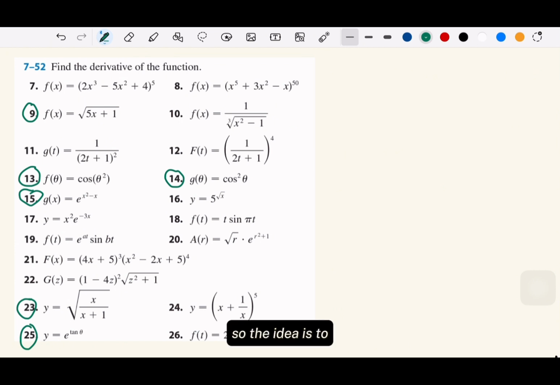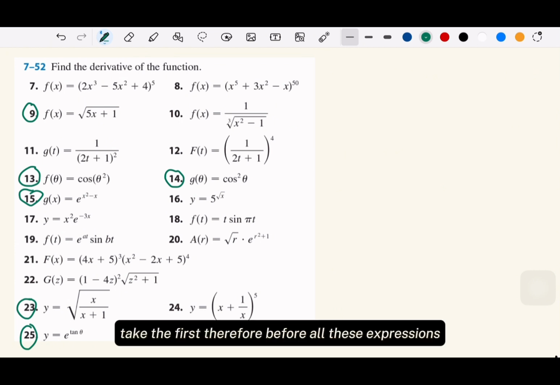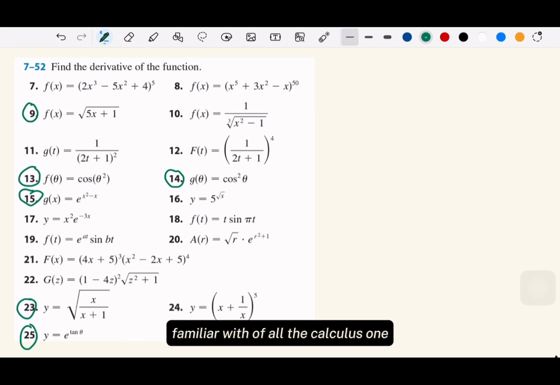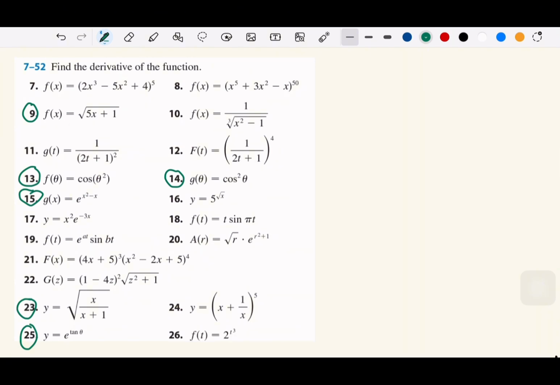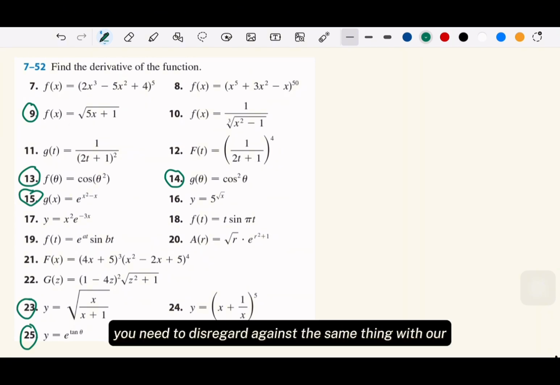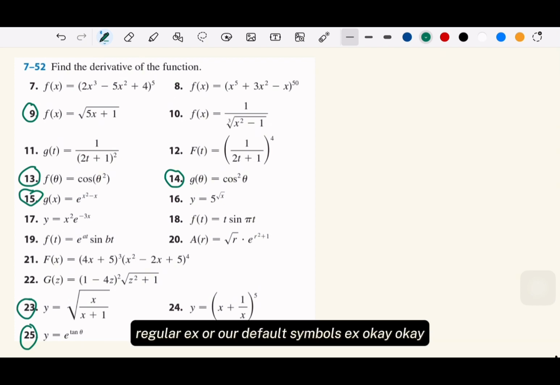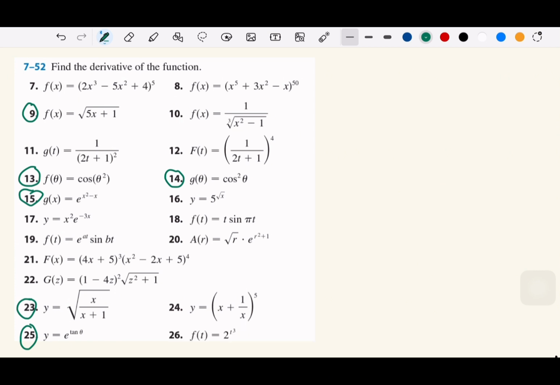So the idea is to take the first derivative for all these expressions. And there are some assumptions that you need to be familiar with. Of all the calculus 1, the assumption is that the function is of one variable. Especially if you see a function with different variables, like t or theta, you need to realize that it is the same thing as our regular x, a single variable.